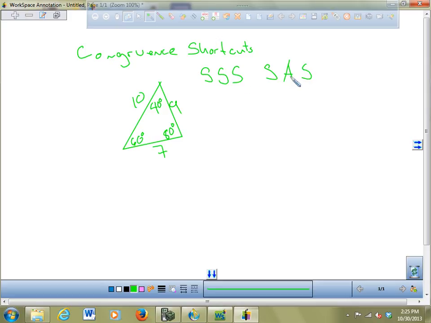Maybe that works. Maybe I can have 2 angles and a side, like that. Maybe I can have 2 sides and an angle. Maybe I could have just 3 angles. What else is there? Could you have an angle, a side, and a side? Or maybe I could have an angle, a side, and an angle. Could I have an angle, a side, and a side?